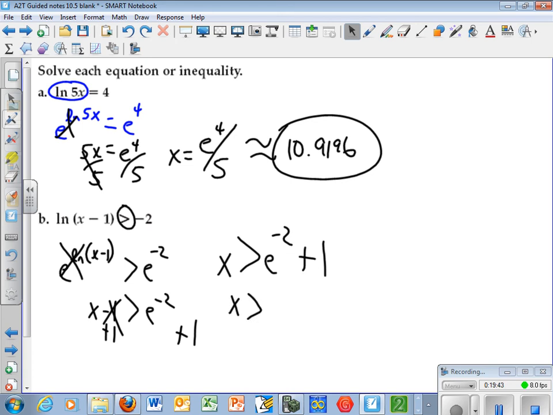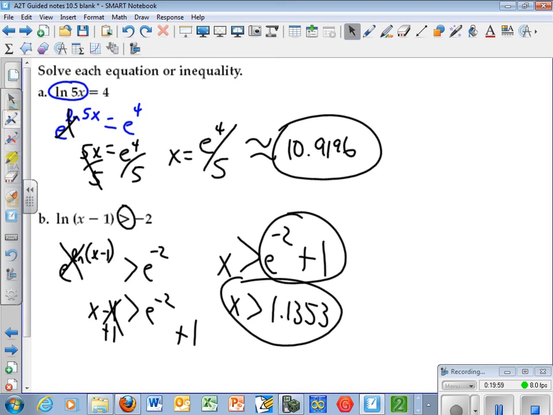So x is bigger than, I'm going to do this on the calculator. So if we do that, we take e to the negative 2nd plus 1. I won't do this one on the calculator here. You should get 1.1353. So x is bigger than that. And that's the lesson.